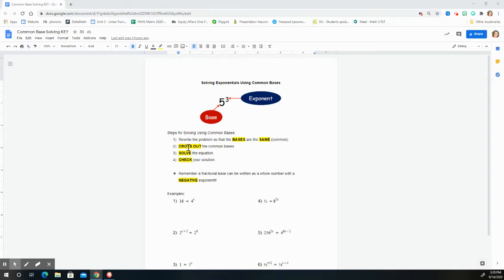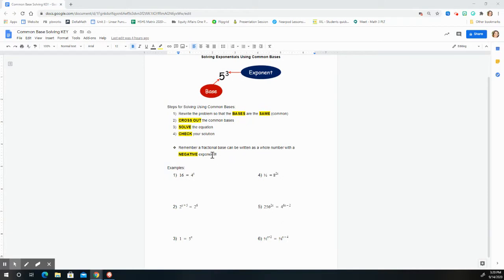Step two, we're going to cross out the common bases. Step three, solve the equation. Step four, check your solution. One thing I want to keep in mind is remember a fractional base can be written as a whole number with a negative exponent. And we'll see that once we get to example number 4.